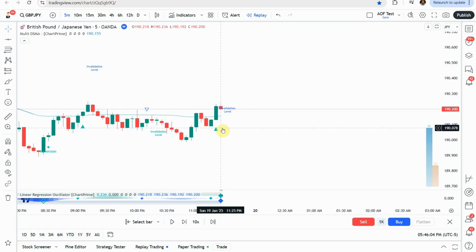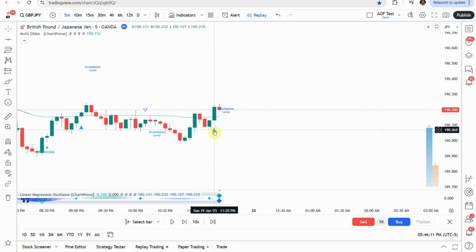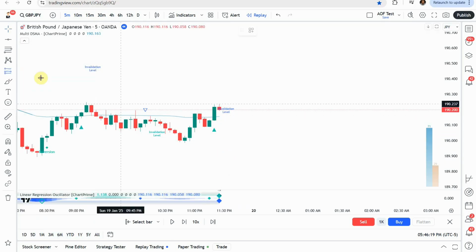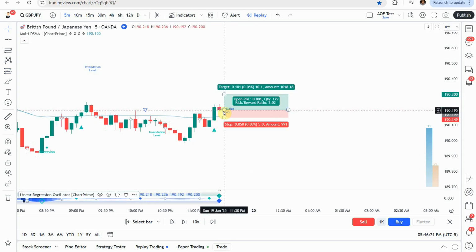And then what we're looking for is this teal arrow to the upside right here. Now in this case, it didn't actually print until the close of this bar here, and so this would be our entry here on this candle. And that's our setup for a long trade. We'll put our entry there.